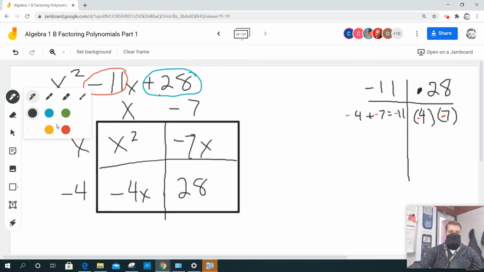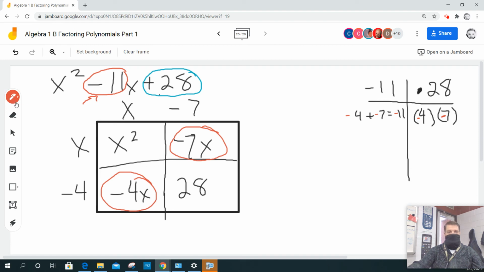What do those add up to? Well, negative 7x and negative 4x add up to negative 11x. So what I did was I found that this is equal to x minus 4 times x minus 7.